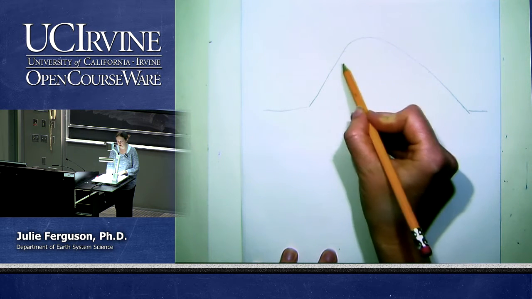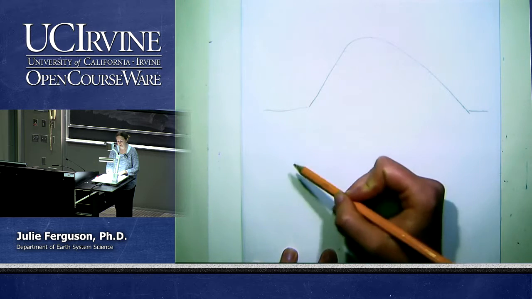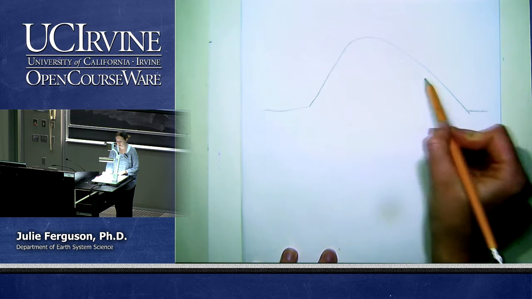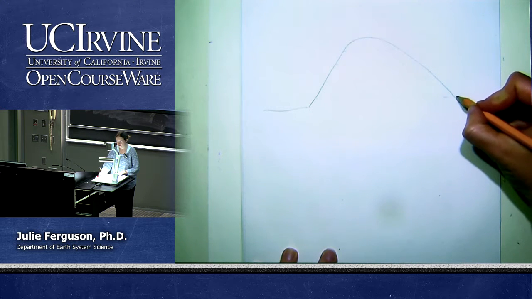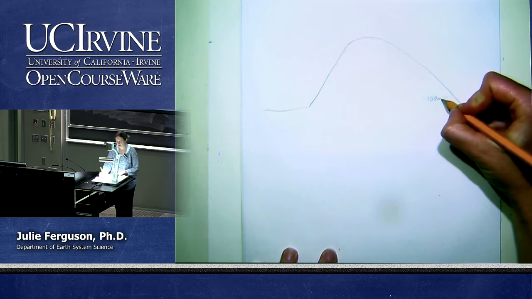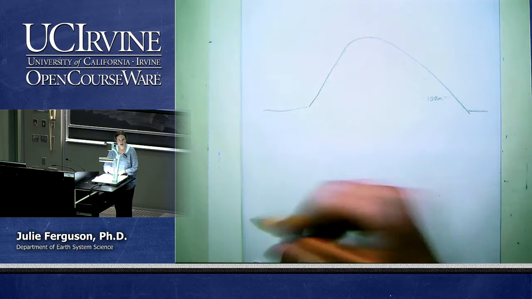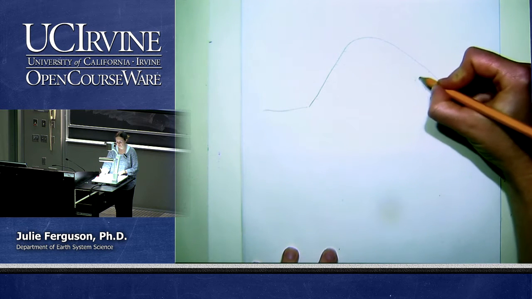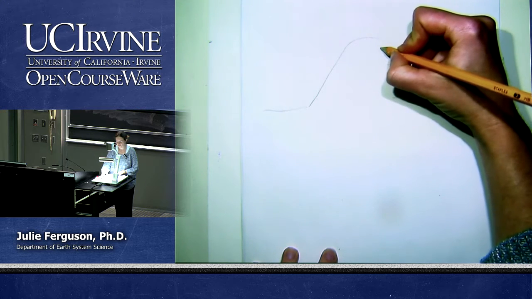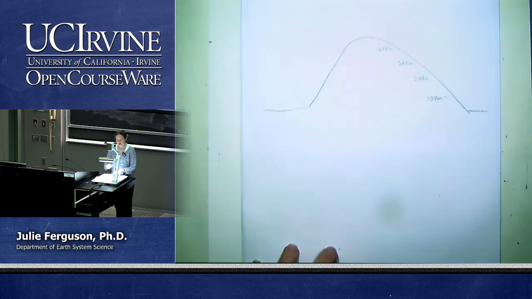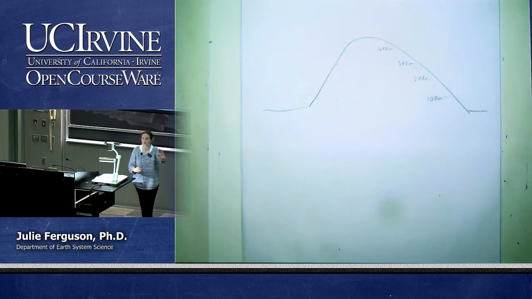And then I might choose to draw another one, maybe 100 meters down, and then another one at 100 meters down, another one at 100 meters down. So this might be my 100-meter contour. Everywhere on that line is 100 meters. This would be 200 meters. This would be 300 meters. This would be 400 meters. So that's looking sideways on at my mountain.